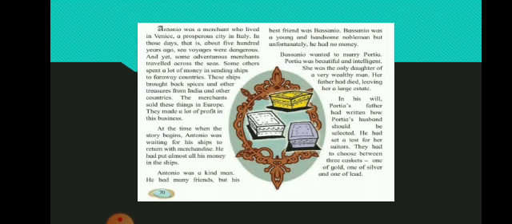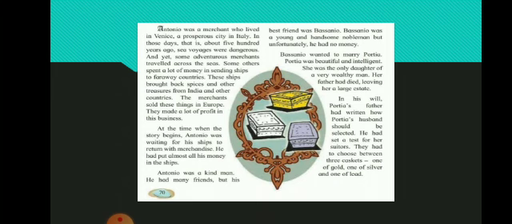He had set a test for her suitors. So he had set a test. He made a test, so the person who will pass this test will be the suitor, the person who will marry Portia. So he had set a test for her suitors. They had to choose between three caskets.